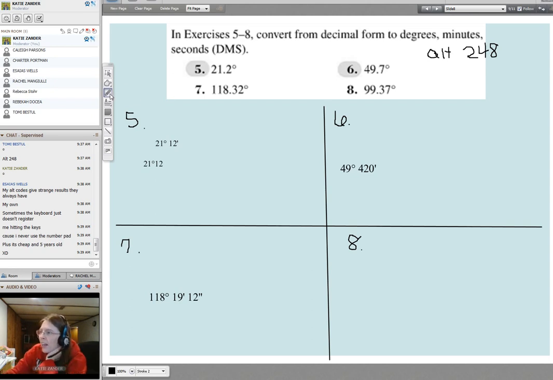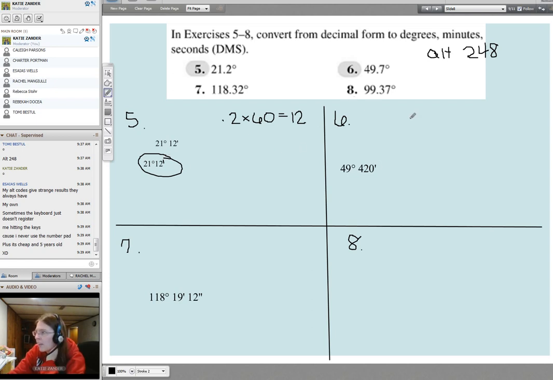All right, we got a couple of responses. We're still waiting on 8. I'm going to take a look at question 5. So 21 degrees, 12 minutes, sorry. Don't forget the little marking there for the minutes. If we do 0.2 times 60, that gives us the 12. And because we don't have a decimal there after the 12, we would just stop at 21 degrees, 12 minutes.